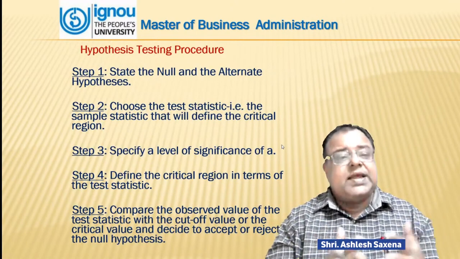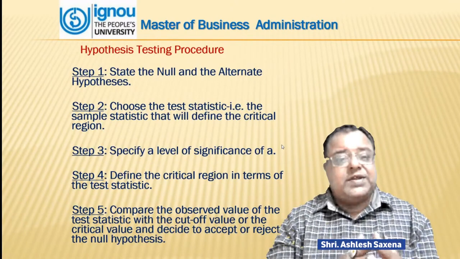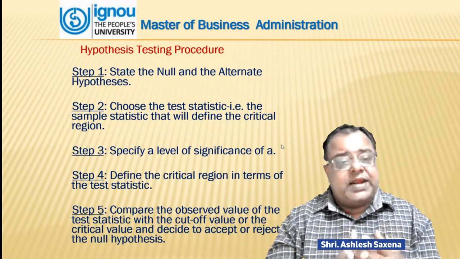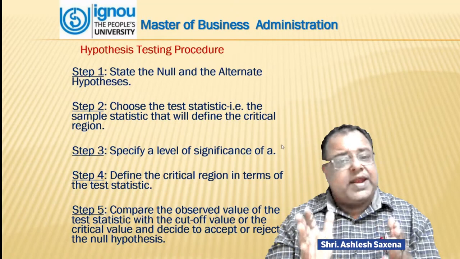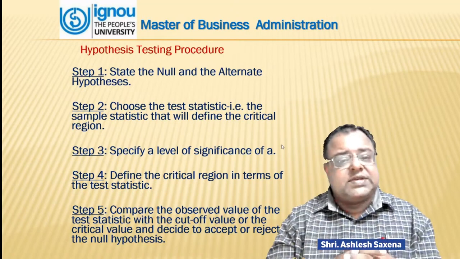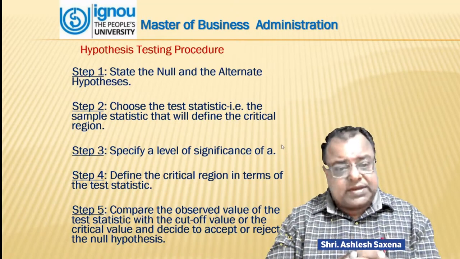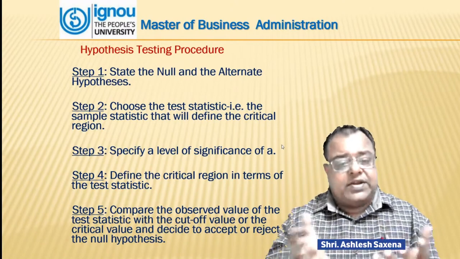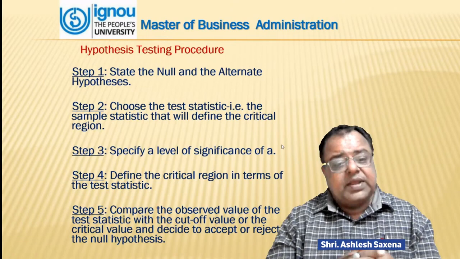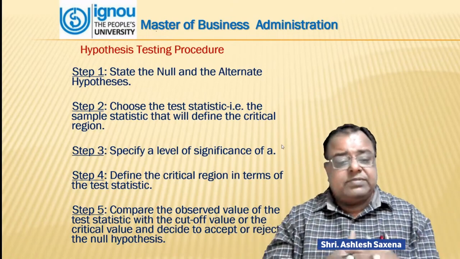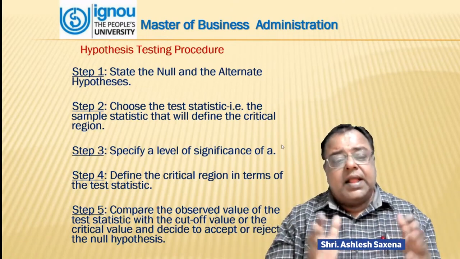Specifically, these are the steps. What is the procedure? Step 1, state the null and the alternate hypothesis, that is, state H0 and H1. Choose the test statistic, that is, the sample statistic that will define the critical region. Specify a level of significance alpha. Define the critical region in terms of the test statistic.